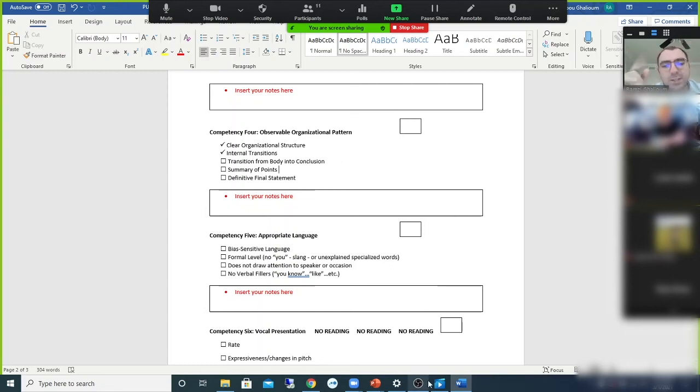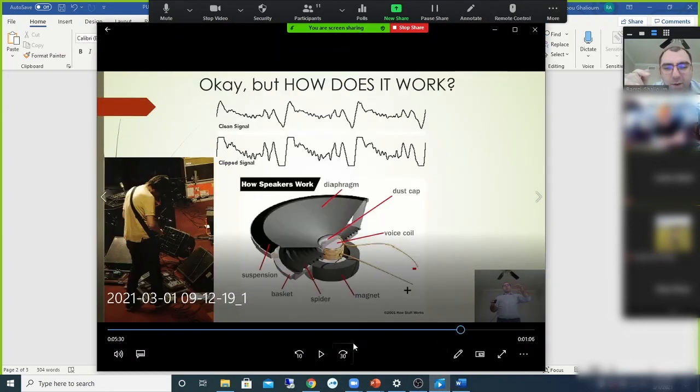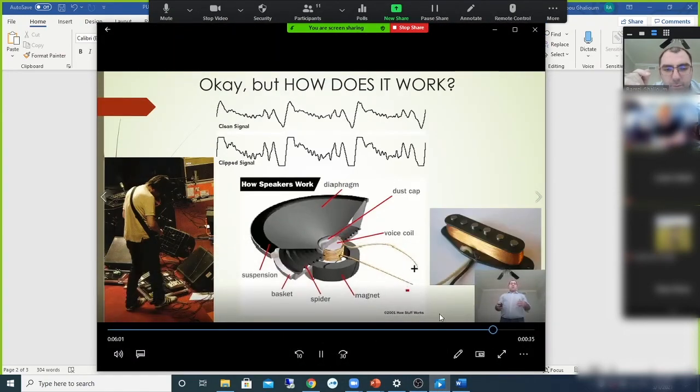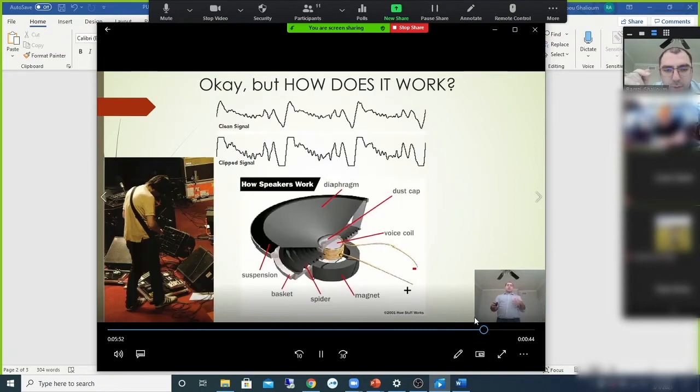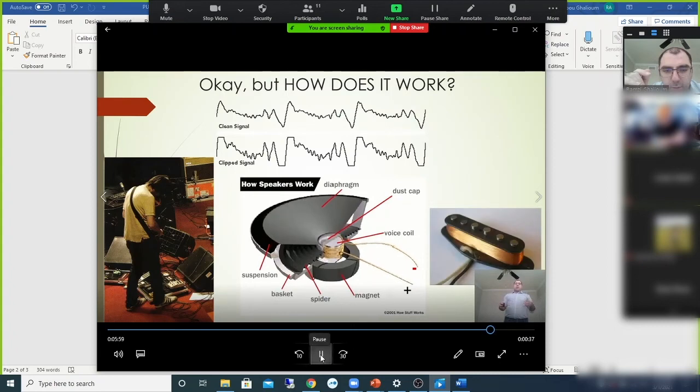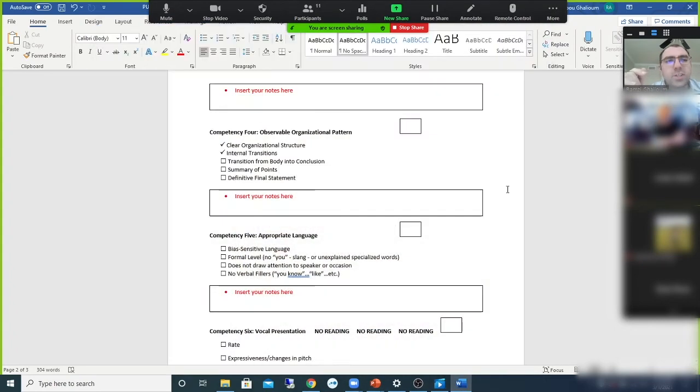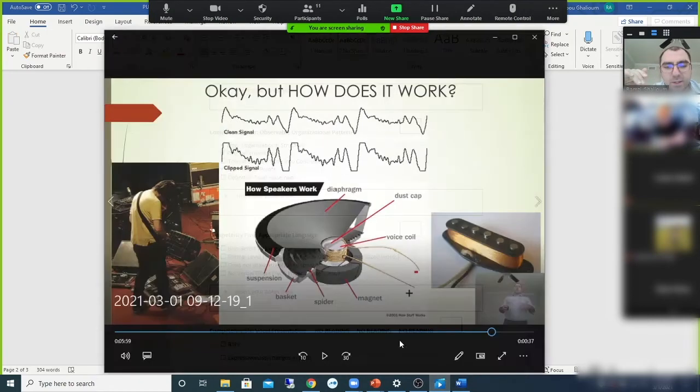Transition from body into conclusion. Pretty cool, right? All right, so in this speech, we've taken a look at... I just said, pretty cool, right? So in this speech, the only transition between the body and conclusion is my use of the word so. Not an effective transition. I wouldn't get the points for that. Okay? I summarized my points, and at the end, what did I say?